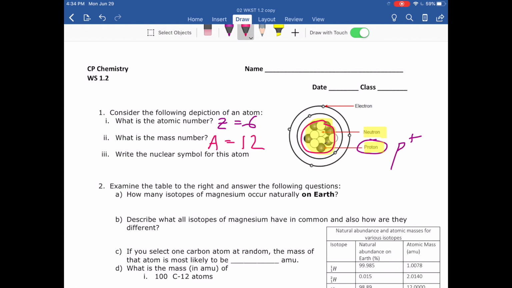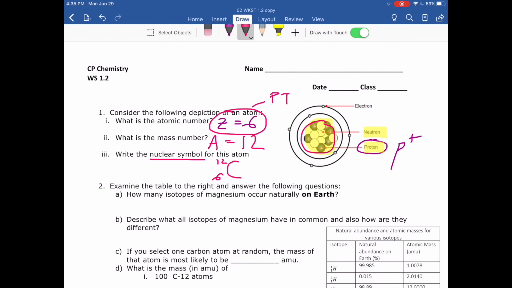Now, write the nuclear symbol for this atom. The nuclear symbol for the atom is carbon, like this. It's carbon because I know that the atomic number is 6, and if I go to the periodic table, the element that has 6 as its atomic number is carbon. So for the nuclear symbol, I'm going to write carbon, and then at the bottom, we write the atomic number. At the top, we write the mass number. And that's the nuclear symbol for carbon. Again, I know it's carbon because the periodic table shows me that the element that has 6 as the atomic number is carbon. So you need the periodic table to do this.